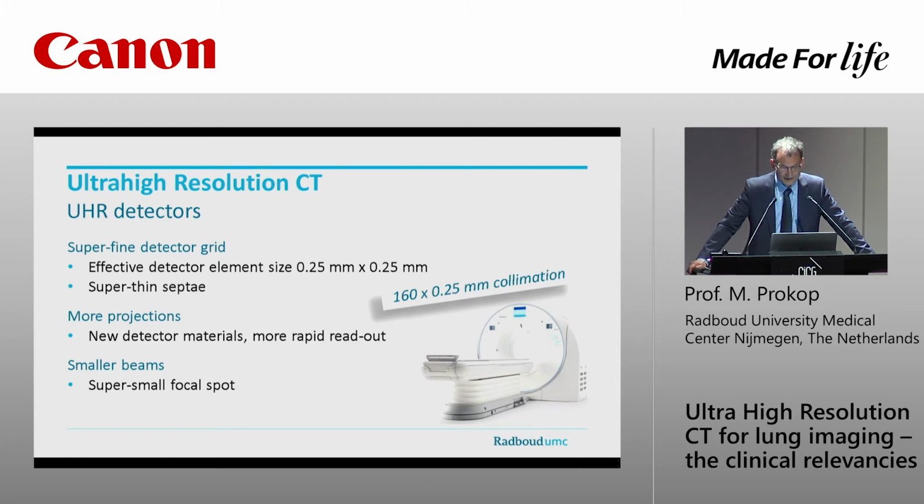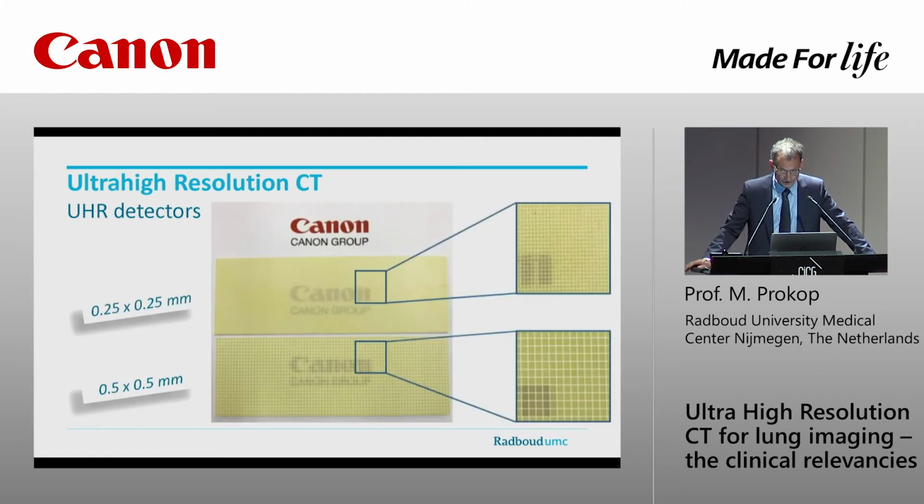0.25 millimeters. In order to do that, you have to reduce the dead space, so the septa between these elements have to be super thin to make sure that you're not really irradiating the septa, just a little bit like the lead grid, but that actually can be neglected. And you need, of course, new detector materials and more rapid readout. And also super small focal spots. In order to get these, you really have to make sure that you're not blurring it at the source, at the X-ray tube.